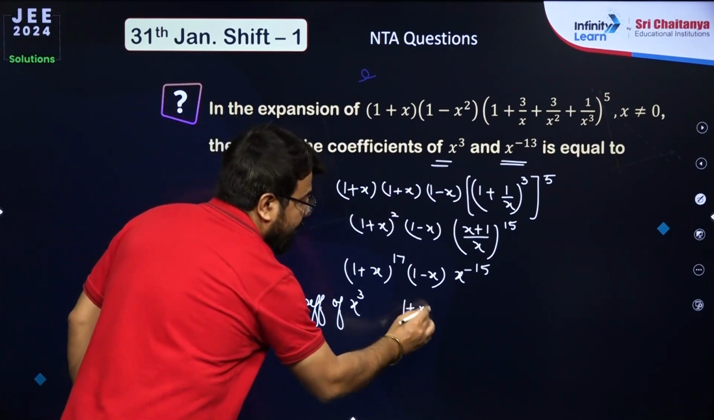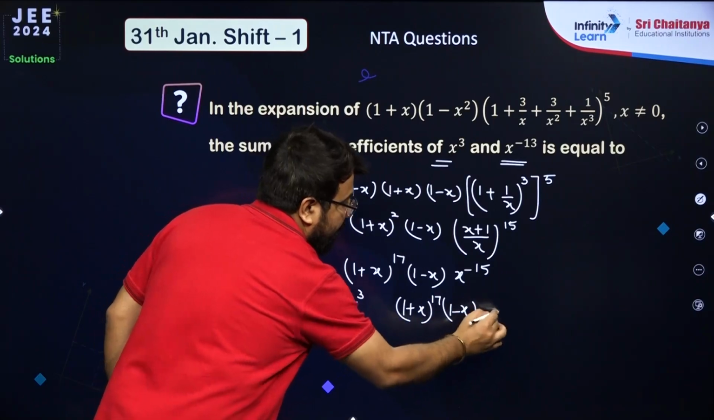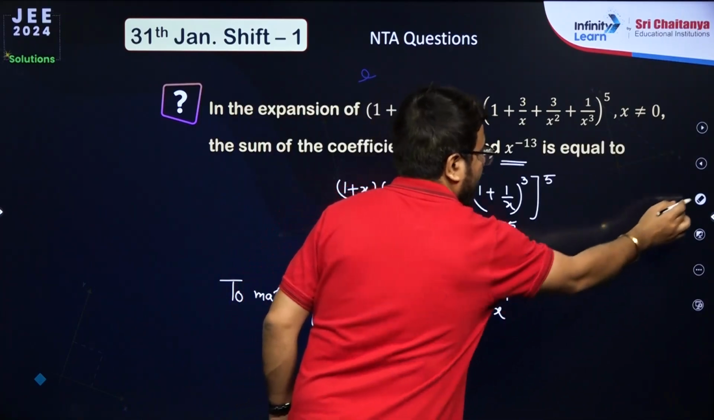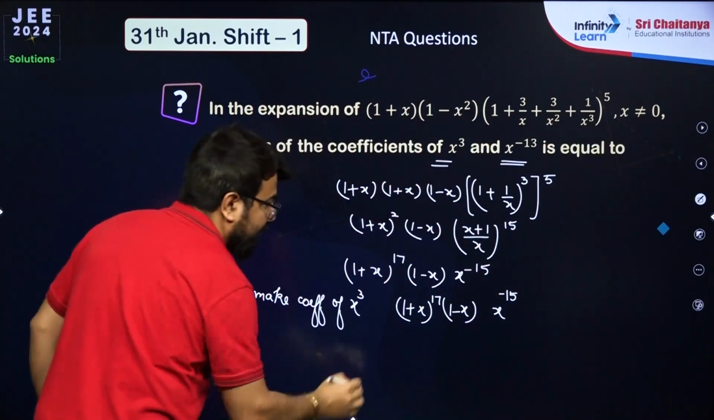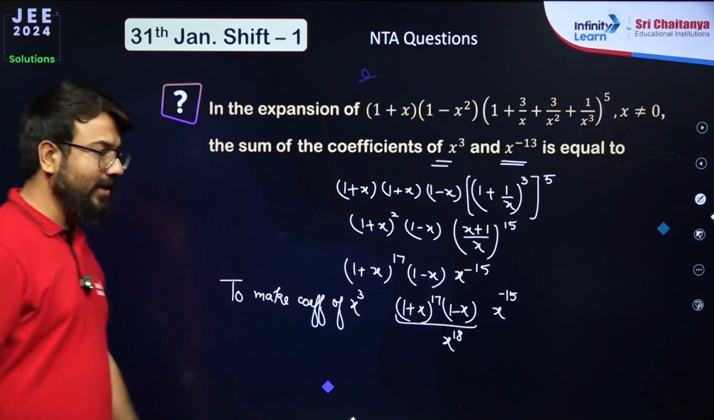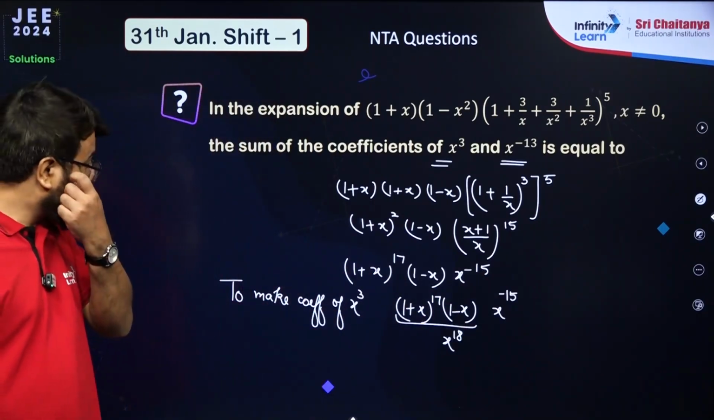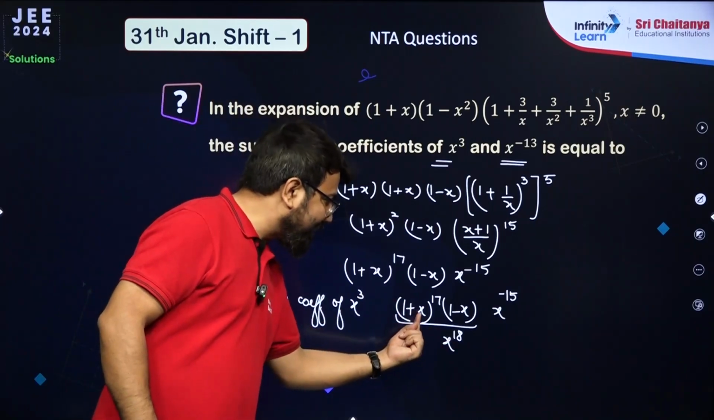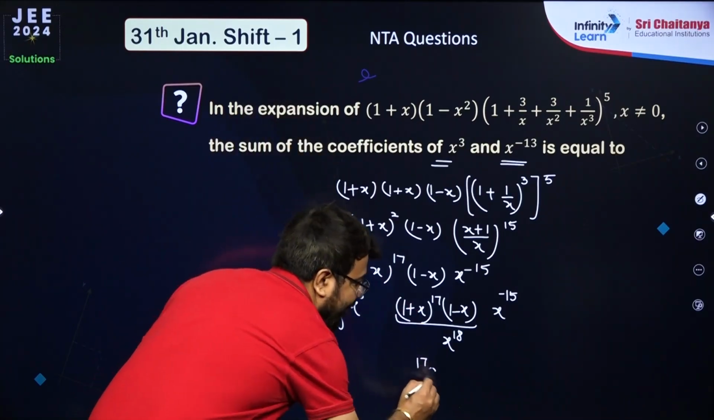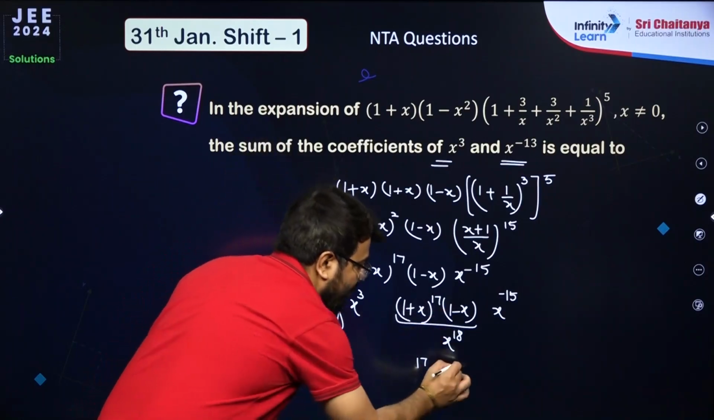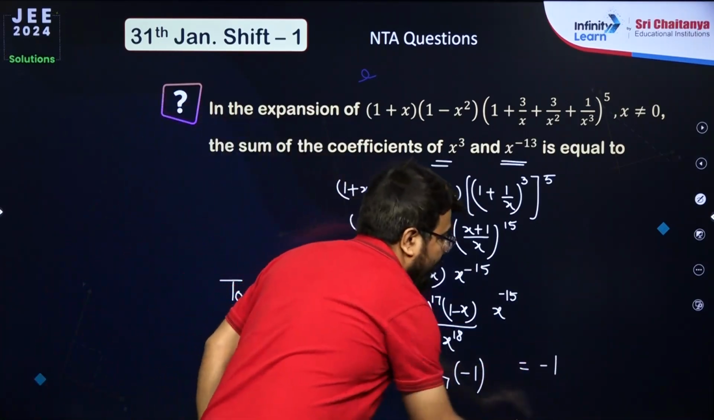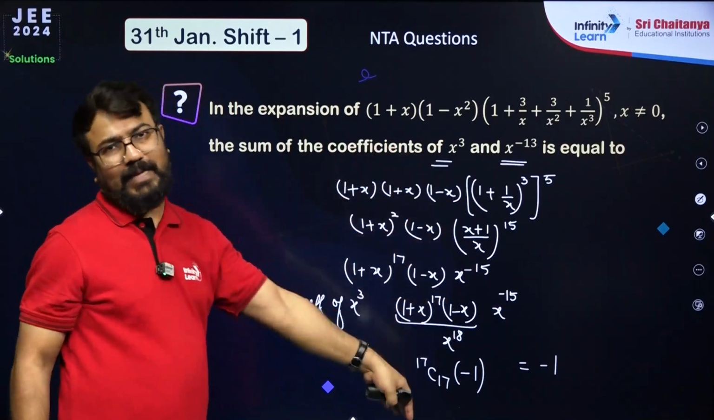So this first expansion is minus 15 actually, okay? This is minus 15. So this first expansion should have x raised to the power 18 in it. Then only 18 minus 15 will become 3. So how will we think about it? To make this expansion 18, 17 is required from here and 1 is required from here. How to get 17? That will be 17C17. And here it is minus 1. So the net power will become x raised to the power 3 and that is minus 1. So the coefficient of x raised to the power 3 will be minus 1.